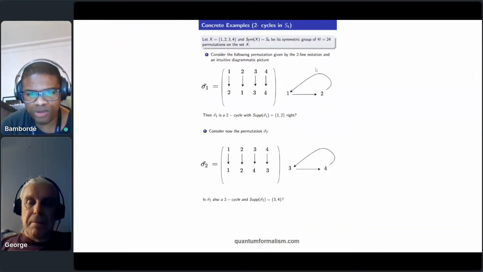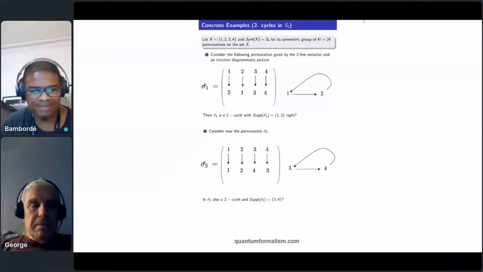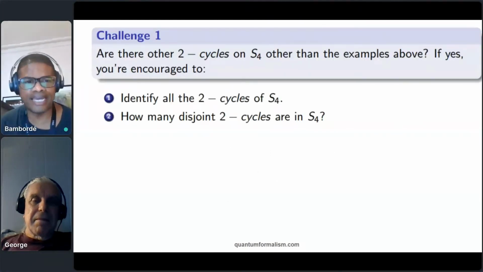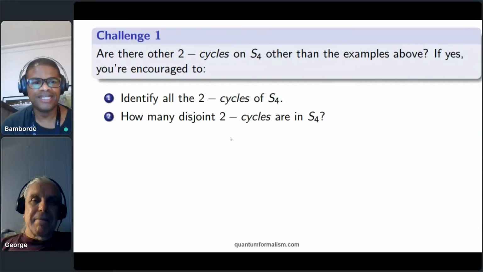I knew it was worth going through these diagrams to make it easy. Okay, so this is 2 cycles. Let's up the game in the cycle stuff. Let's go to 3 cycles. Actually, here's an exercise. I've given you examples. So the first challenge is: are there other 2 cycles in S4? If yes, the challenge is to identify all the 2 cycles of S4 and also identify how many disjoint 2 cycles there are, if any.